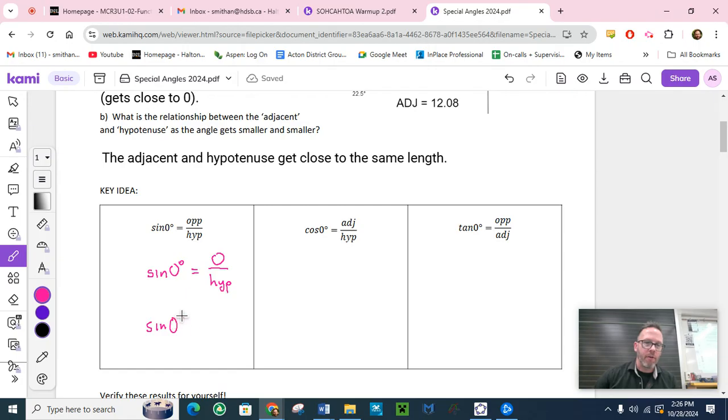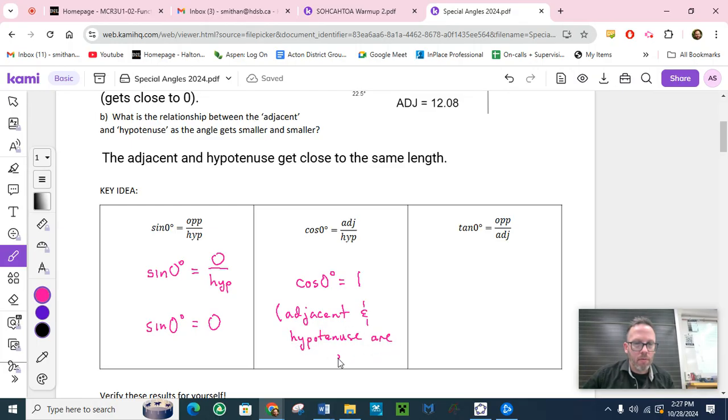What about the cosine of 0 degrees? We don't need an intermediate step here. Guys, if the adjacent and hypotenuse are basically the same length when the angle gets close to 0, what's any number divided by itself? 5 over 5, 12 over 12, 20 over 20. It's equal to 1. The cosine of 0 degrees is equal to 1. And I might just add in brackets here, because the adjacent and hypotenuse are equal.